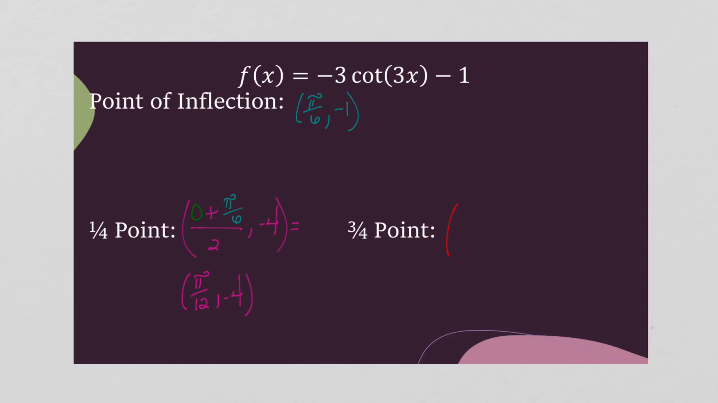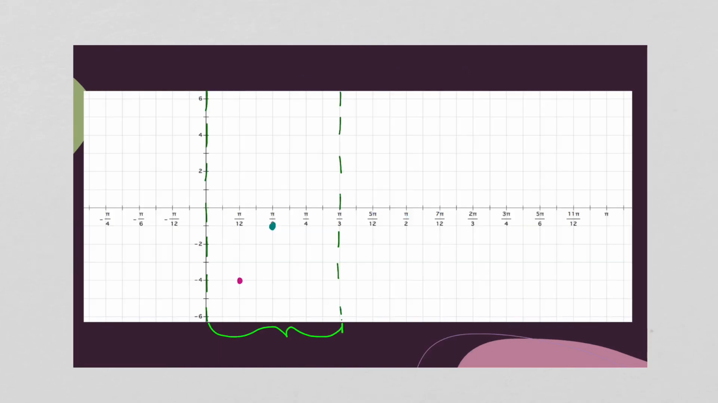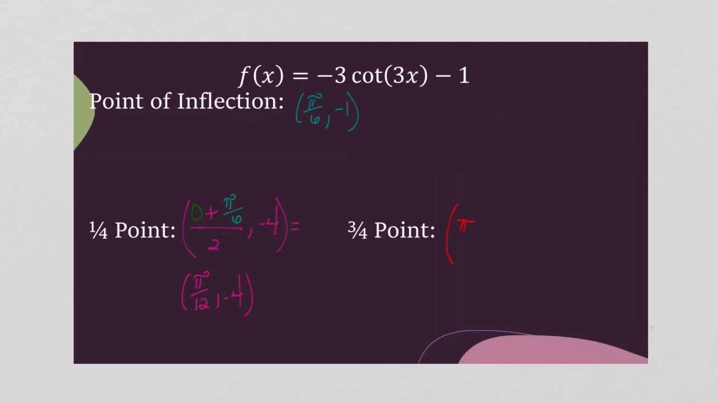And then for the 3/4 point, I'm going to just use my graph here. So we have halfway between, what was that? Pi over 6 and pi over 3 is at pi over 4. So the x value is pi over 4. And yes, you could go through the trouble of saying your inflection point plus the right hand asymptote and divide by 2, but that's a pain. Look at your graph.